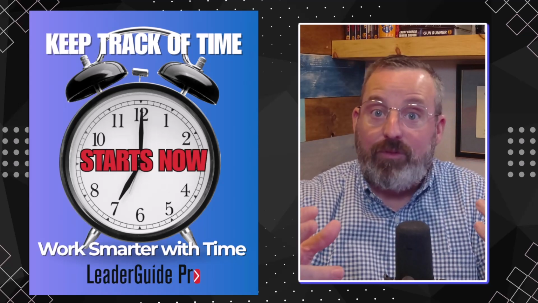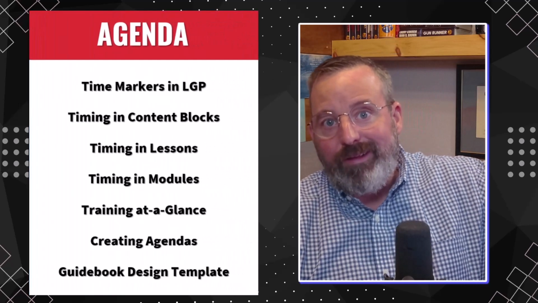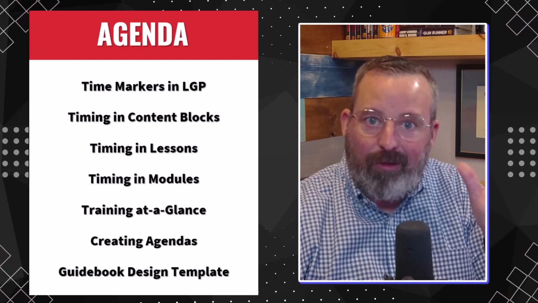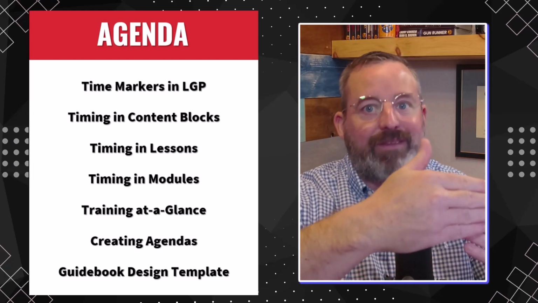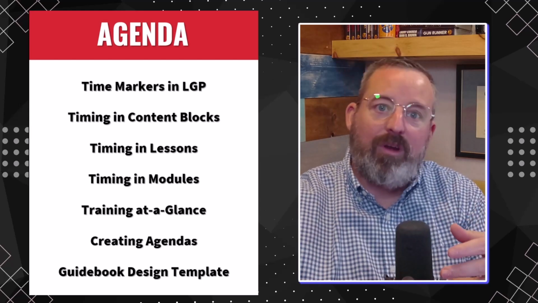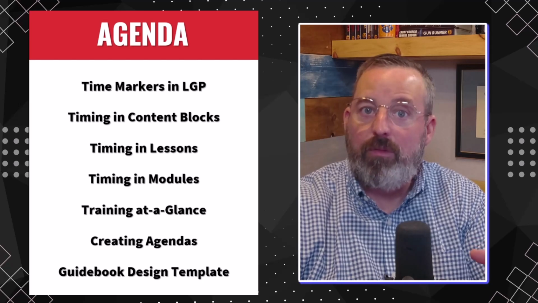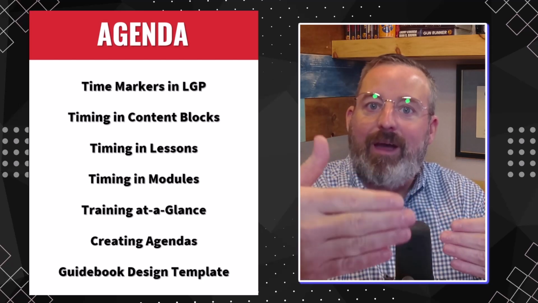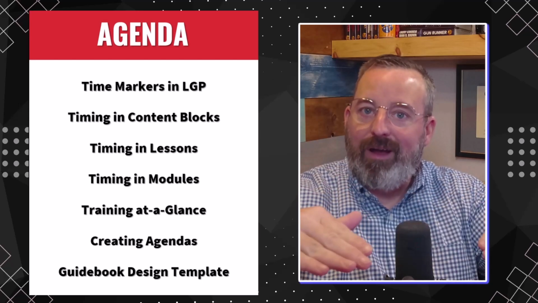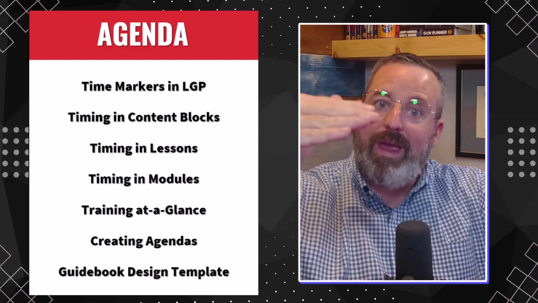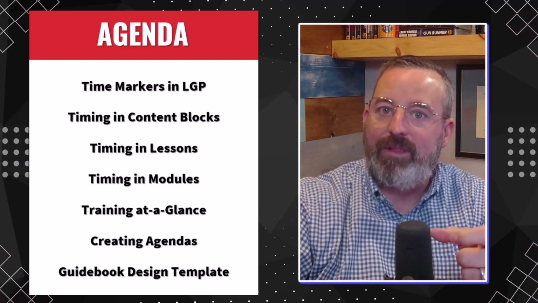We've got several different areas that we're going to cover today, and just to quickly look at it, all told, there's 7 items we're going to be looking at. They basically build off of each other, but we're going to be looking at where all the time markers fall within LeaderGuide Pro, and then we'll break it down. We're going to start at the bottom of our outline or our hierarchy and work our way up, because in reality, that's probably the best way to work with time in LeaderGuide Pro.